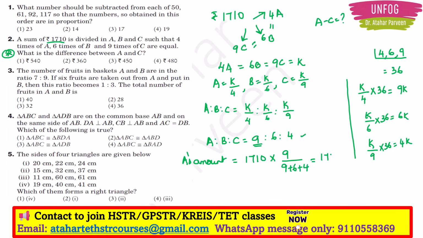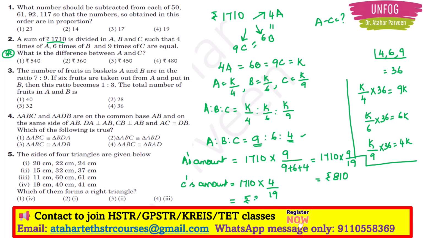So 1710 into 9 divided by 19. So what will be our A's amount now? A's amount is going to be 810 rupees. This simplification you have to do and match it whether you are also getting the same or not. Okay. Then the same procedure I have to do for C's amount also, right? 1710. But what is C's portion? C's portion is 4. So in the numerator, I will have 4 divided by 19 only, right? So this one will now be equal to rupees 360.